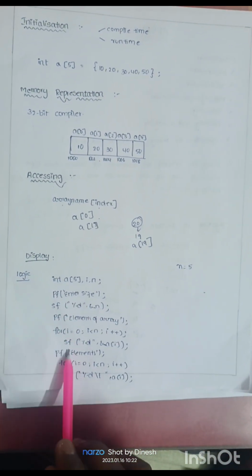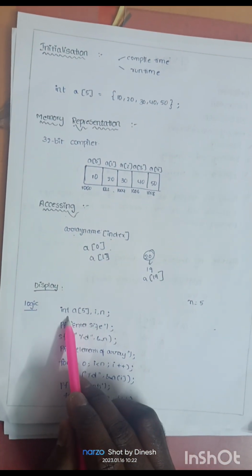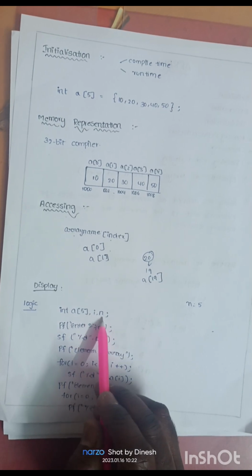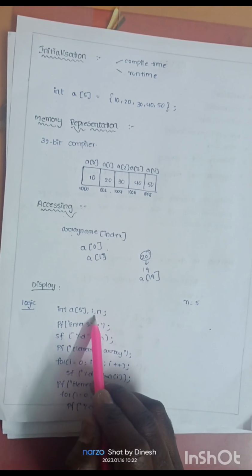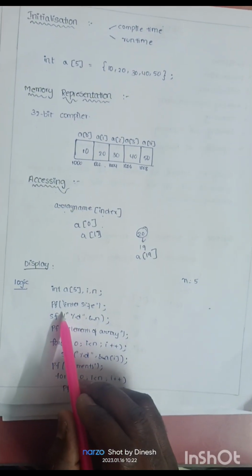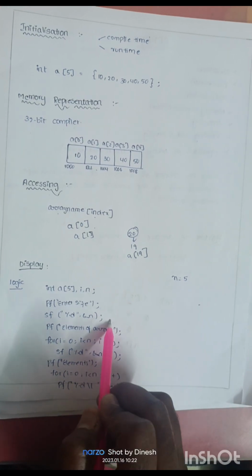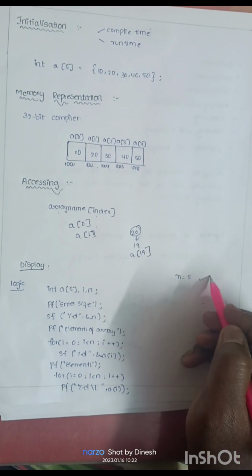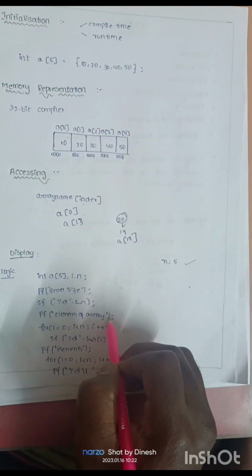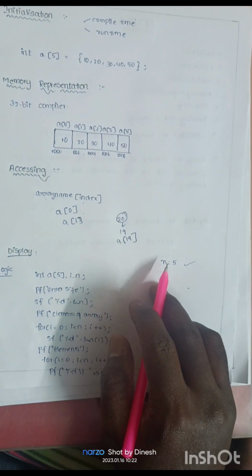Now let us see how to read and display the array elements. This is the logic for reading array elements. Here we declare an array, and for iteration we use one variable i, and n for size. printf "enter the size of an array", scanf %d and &n. Here the size of the array is 5. Then printf "enter the elements of array", and this message is displayed in the console.